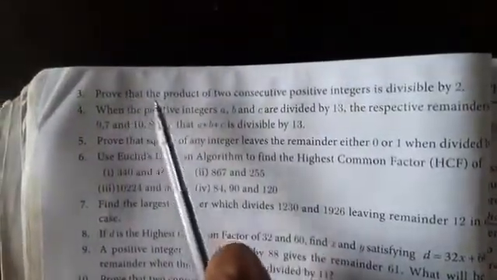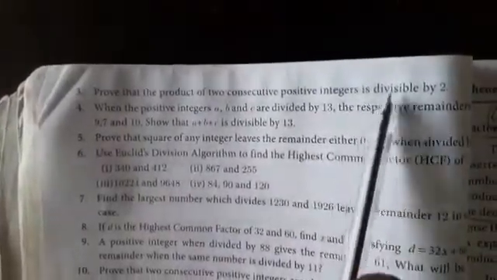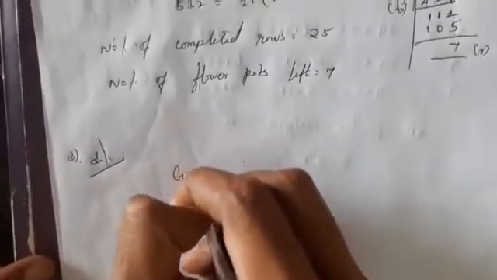That's it. Prove that the product of two consecutive positive integers is divisible by 2. Explanation: we need to prove that the product of two consecutive positive integers is divisible by 2. Third one, answer is, first given B is equal to 2. Divisor is 2. Next, we take consecutive positive integers, odd numbers, even numbers.